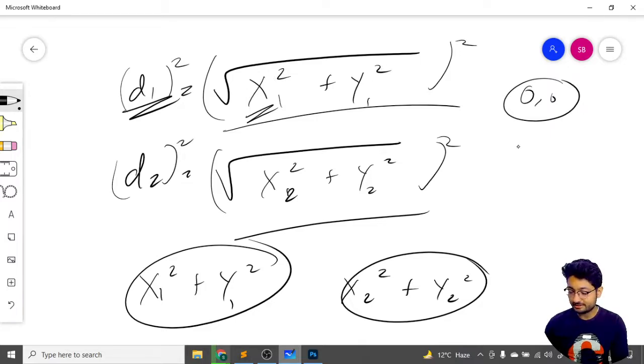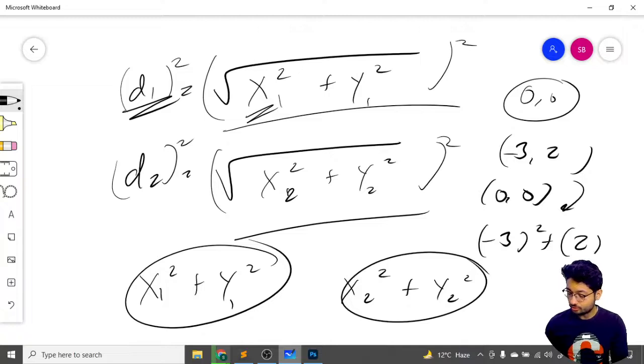Okay, so let's say the distance between a point at -3, 2 and the origin that is 0, 0 is just -3 whole square plus 2 whole square. And you would do an under root, but we don't have to talk about that. So this is the distance.